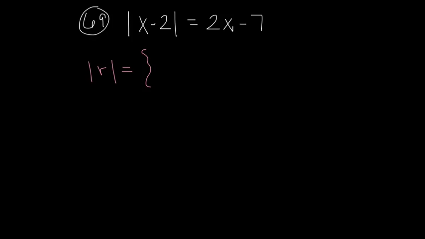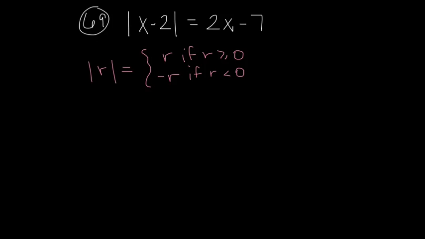The absolute value of r is just equal to r if r is greater than or equal to 0. In other words, if there's a positive number inside the absolute value, then the absolute value and the number inside are going to be exactly the same. The other possibility is that the absolute value of r is equal to the opposite of r, if r is less than 0. So either what is inside the absolute value is exactly the same, or what's inside is equal to the opposite of what's outside.